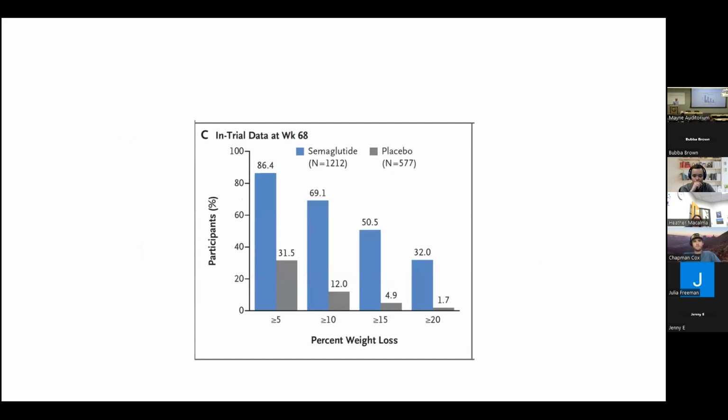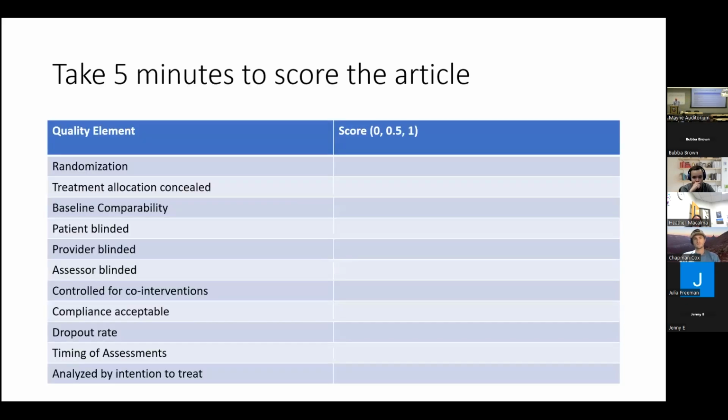This is just another way to show percent weight loss. Of the whole study group, 86.4% of the semaglutide group lost at least 5% of their body weight, versus only roughly one third of the placebo group. And when you get to greater than 20% body weight loss, there's a ginormous difference between semaglutide and placebo. So those are pretty good statistics, right? That's all you really need to know about the study. Now let's figure out if this is a very good study.